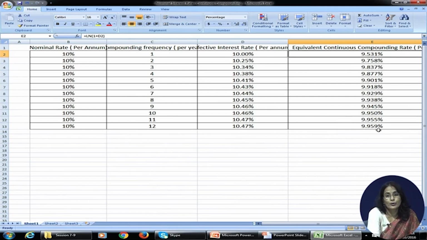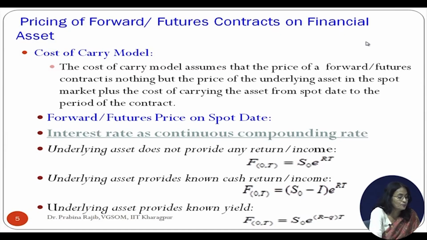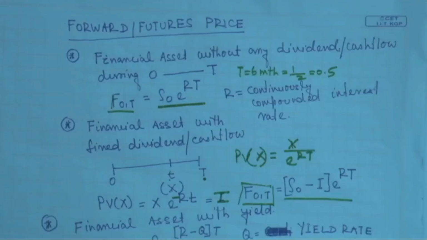And for valuation of futures and forwards, we will be using the continuous compounding rate because it makes our life easier. We'll be able to find the forward or futures price for any number of days, not necessarily for 6 months or 1 year. We can do it for 4 days, 5 days or 20 days, and so on and so forth. Now we started discussing how we go about pricing a forward or futures contract when the underlying is a financial asset.